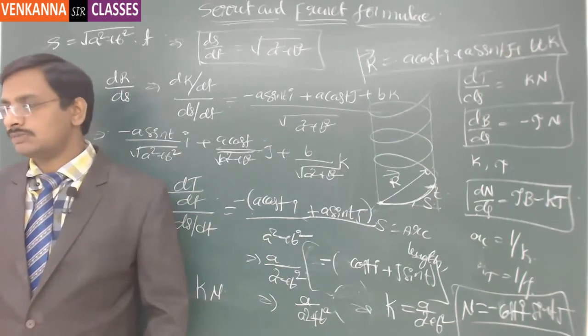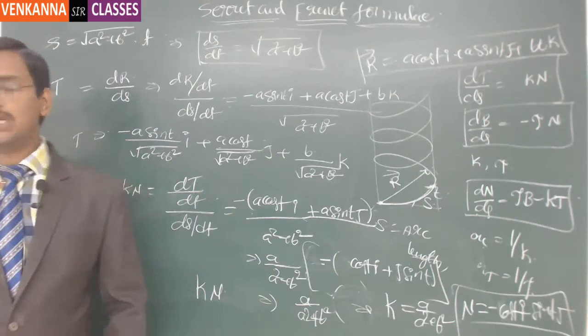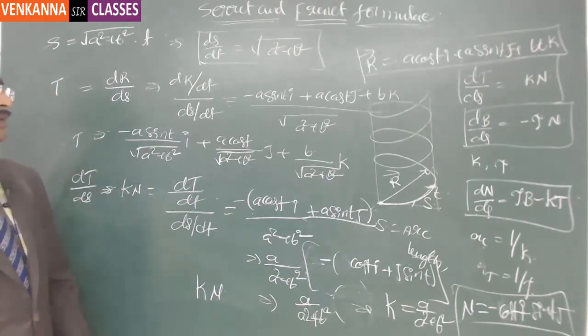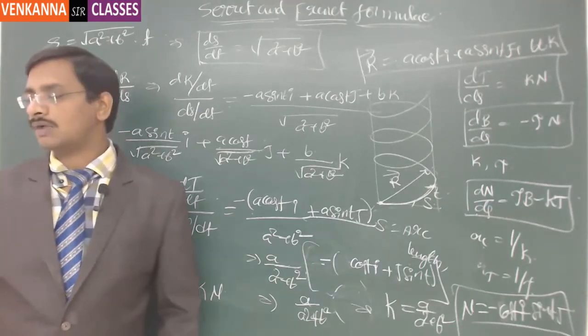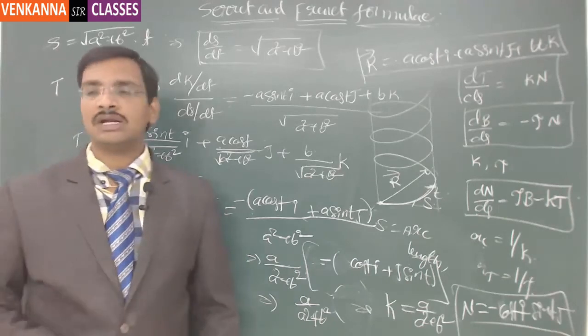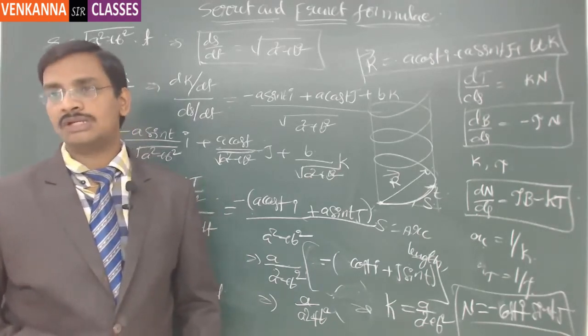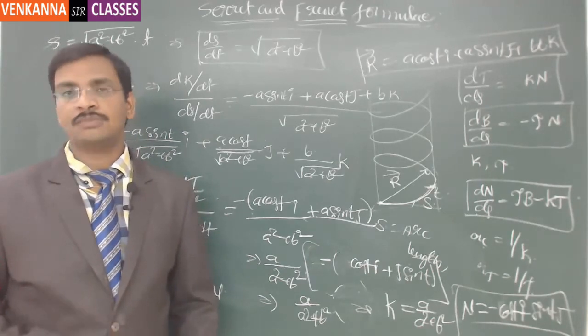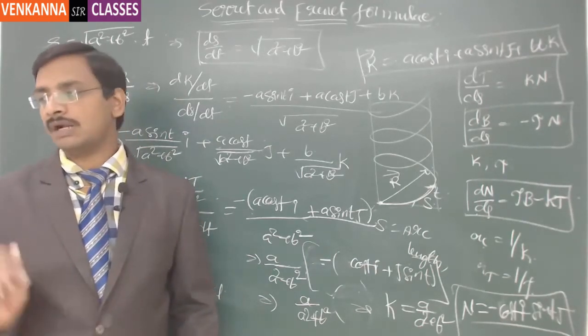Any questions on this? So the k value we have got is a by a square plus b square, and this value is nothing but the curvature. Here the procedure is simple. First you have to identify the value of the perimeter, which is the s. The s value at any time you identify as a function of time and take the derivative of it. This is the standard procedure.